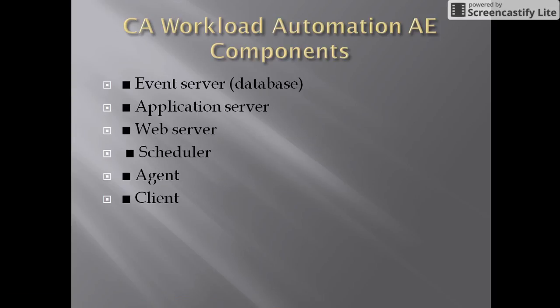Hi friends, today we will see about CA workload automation AE components. Below are the components of CA workload automation. They are event server, that is database, application server, web server, scheduler, agent and client. We'll check one by one in detail.